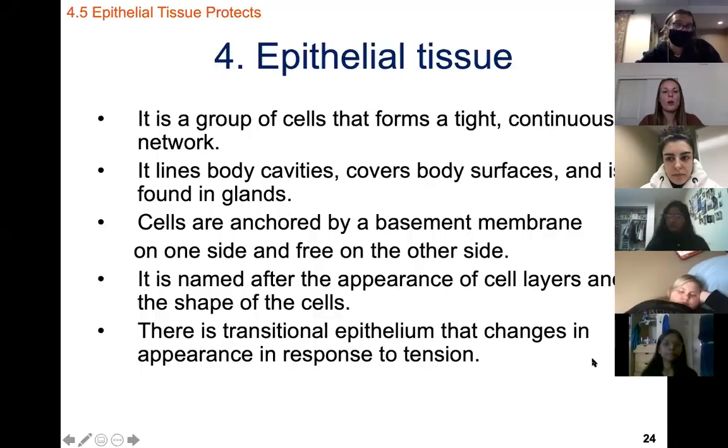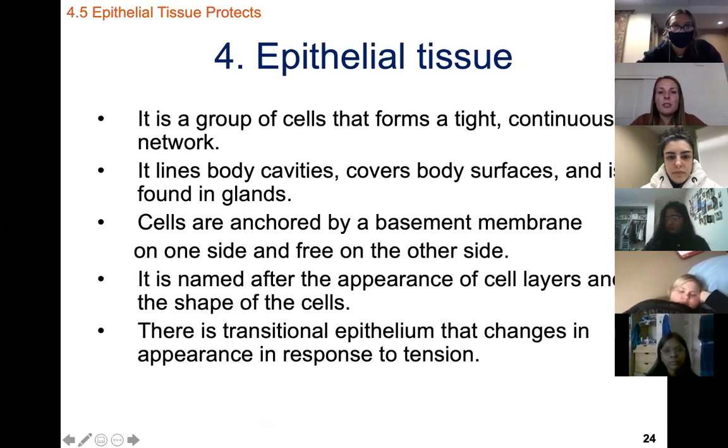All right, we're on to the last, connective tissue. We're going to talk a little bit more after we go through all this about the skin cancer and things like that, but this is the last type of tissue, our fourth one, 4 out of 4.